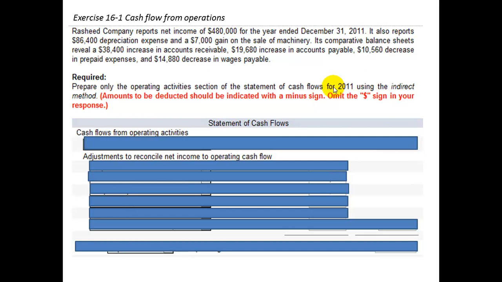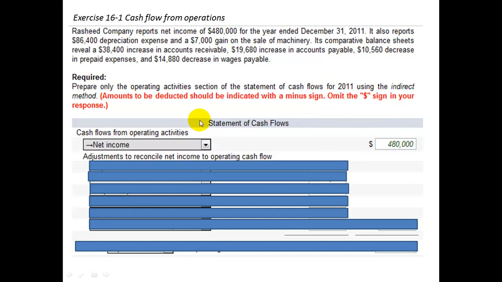So the first thing we'll do is we'll start off with net income. Net income from operating activities would be $480,000, and then we'll make adjustments. So our first adjustment will be depreciation. And since depreciation of $86,400 was included to come up with this net income total, and depreciation is a non-cash item, then we want to add that back to this $480,000. Again, non-cash item, add it back to the net income to get the true cash flow from operations.